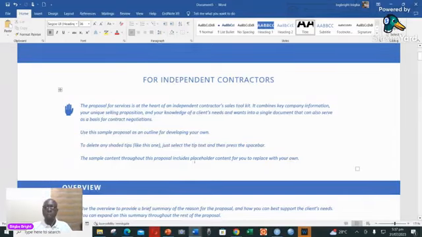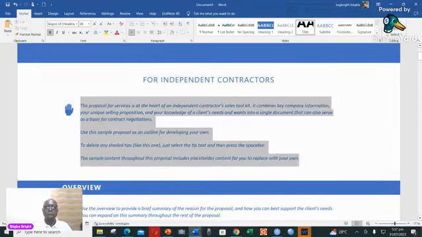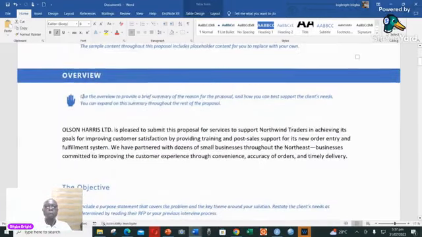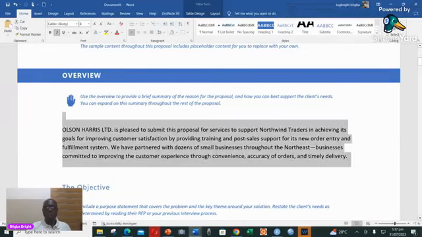So for independent contractors, he has given the overview on top here. You can actually edit this out. Then you come here and have an overview of the whole project that you want to implement in the field. So use the overview to provide a brief summary of the reason for the proposal and how you can best support the client's needs. So in this case, for the project you want to implement in the field, how is it going to affect the people there? Depending on whatever you want to achieve, give an overview around here and look at the example that the person has given over here.